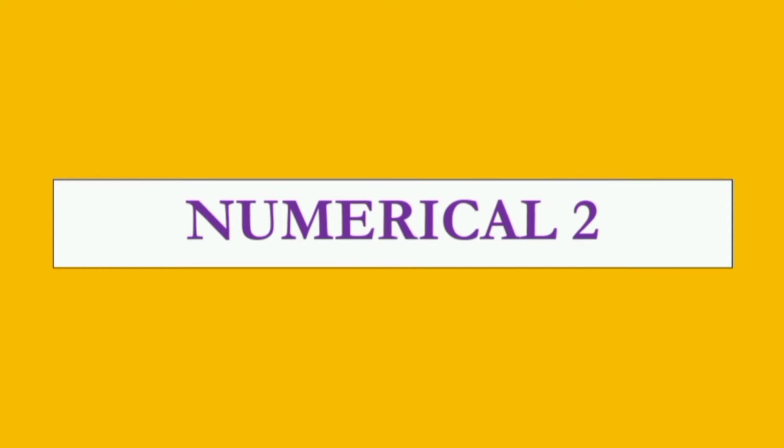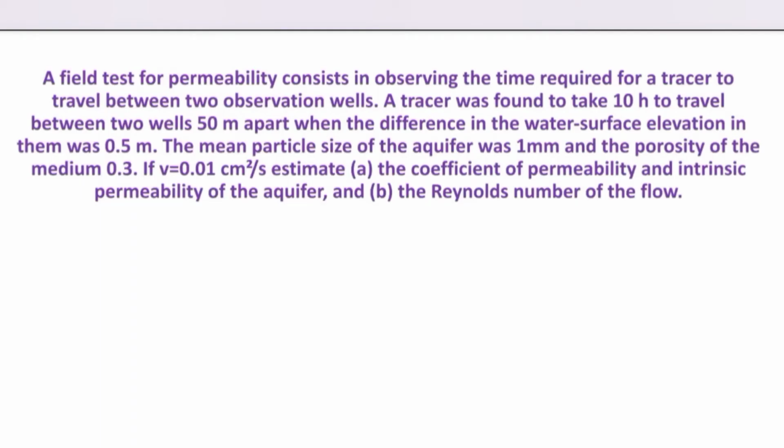Let's see the second numerical. A field test for permeability consists in observing the time required for a tracer to travel between two observation wells. A tracer was found to take 10 hours to travel between two wells 50 meter apart when the difference in the water surface elevation in them was 0.5 meter.